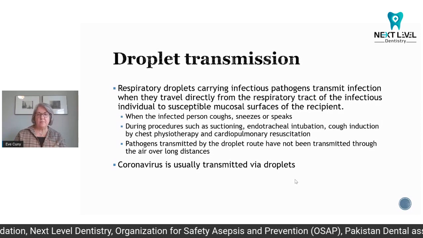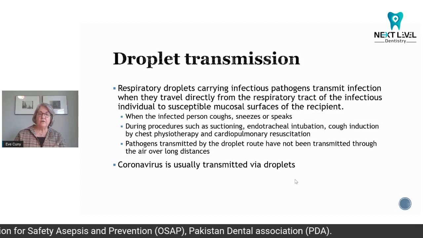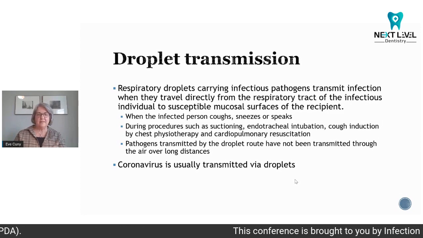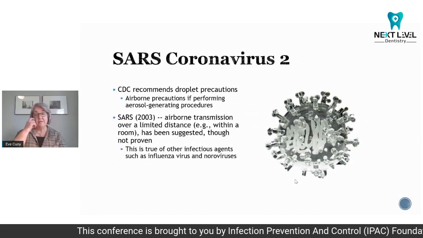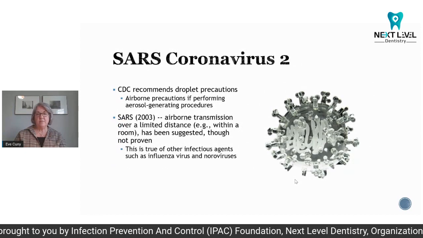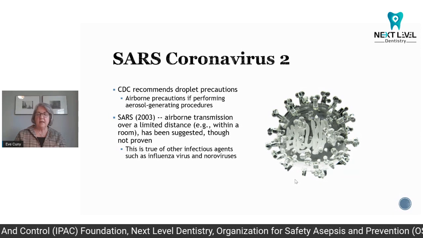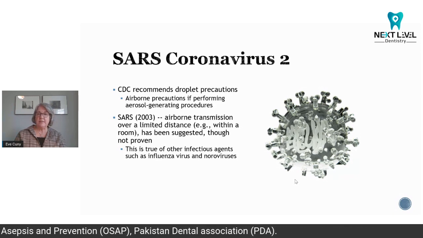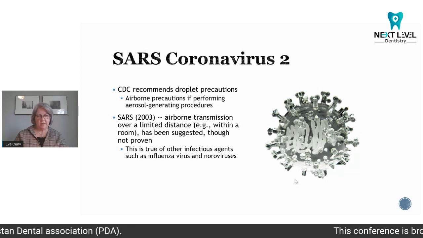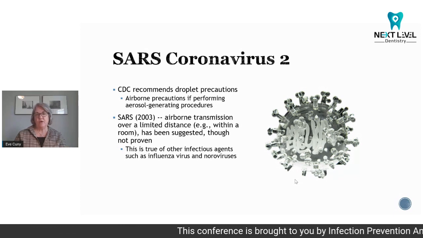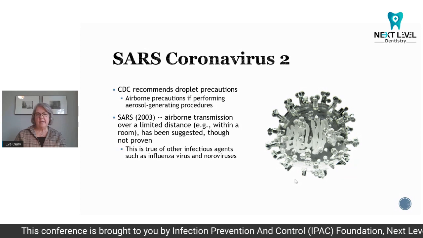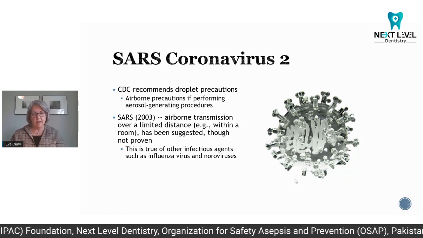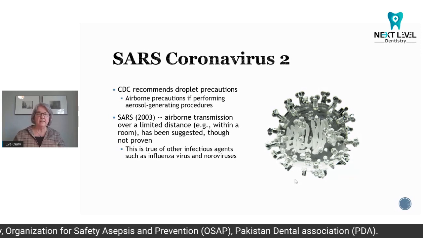Pathogens, as I said, transmitted by the droplet route have not been transmitted through the air over long distances. That's really how airborne infections are transmitted, is over longer distances. So the SARS coronavirus 2 is recommended to take droplet precautions. However, the next level, which we'll talk about in a minute, would be that if you're doing an aerosol generating procedure, using an ultrasonic scaler, using a high-speed water-cooled handpiece, spraying air and water from an air and water syringe, then the recommendation is to take airborne precautions, or to take some of the elements of airborne precautions, not all of them. And I'll explain what I mean by that in just a moment.